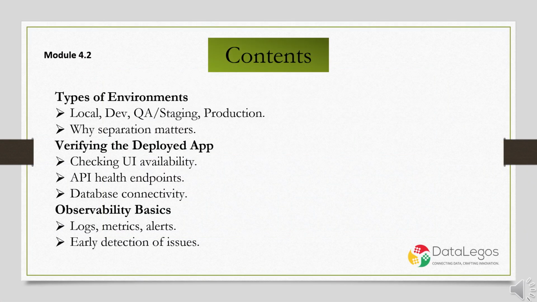Here's what we'll cover in this module. First, we'll start with checking UI availability, making sure the website or app loads correctly and users can interact with it. Next, we'll move to API health endpoints, verifying that the backend is alive, responding properly, and connected to the database. Then, we'll look at database connectivity, testing if data can be safely stored and retrieved, because without a working database, nothing else matters. Finally, we'll wrap up with the key takeaways, a simple 3-step health check you can always rely on after deployment. Alright, let's dive into the first one, checking UI availability.